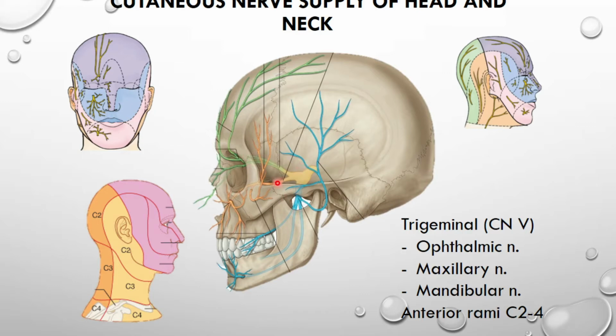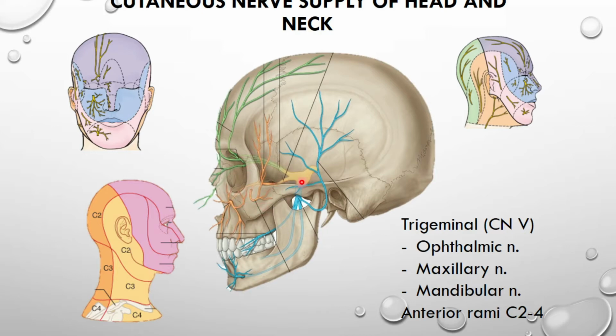Then the maxillary nerve is actually going to run through and supply the lower half of your nose and your upper jaw, also your upper teeth. And it's going to supply the zygomatic region and the anterior part of the temporal region.